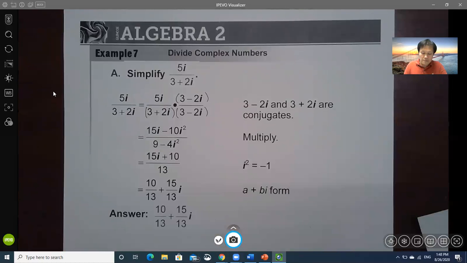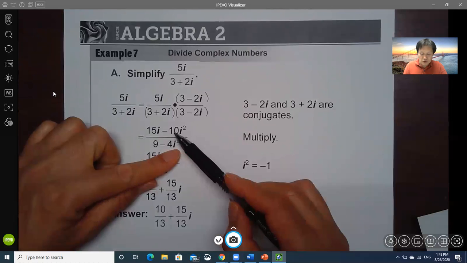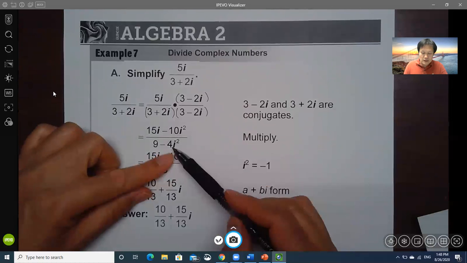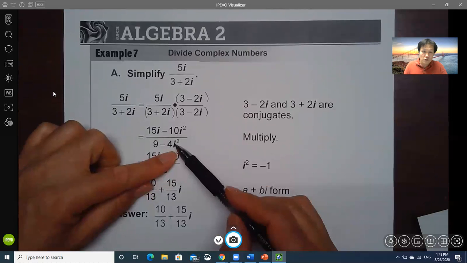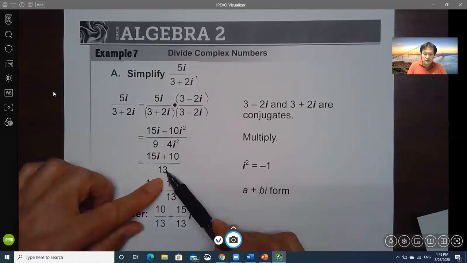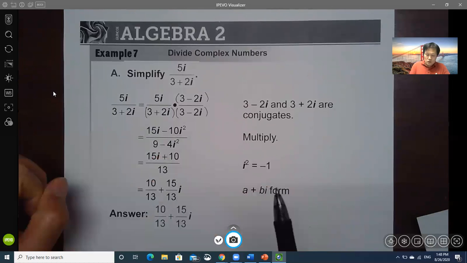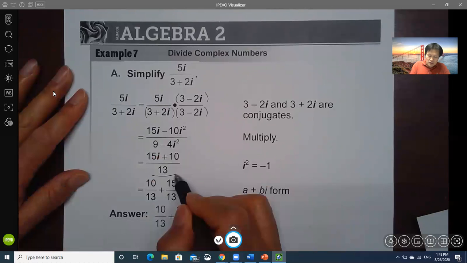Okay, do you remember i squared is equal to minus 1? That's minus 10 times minus 1, which is positive 10. Same thing here. i squared equal to minus 1. So minus 4 times minus 1 is plus 4. 9 plus 4 becomes 13. So this is a fantastic answer.